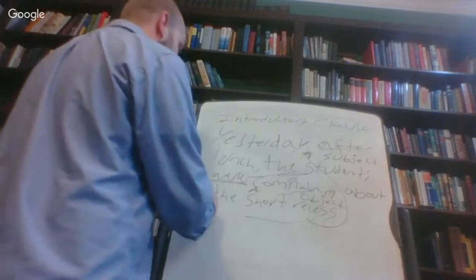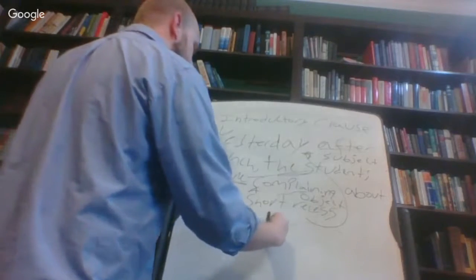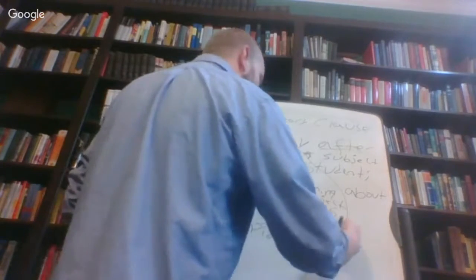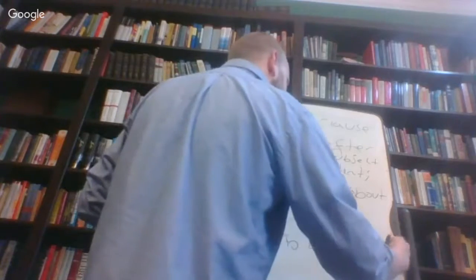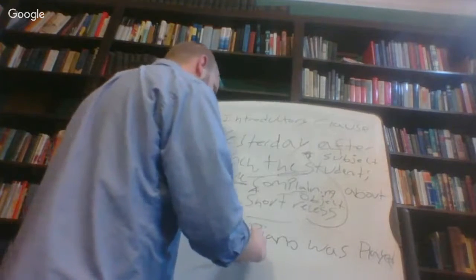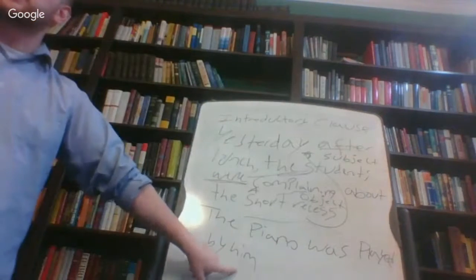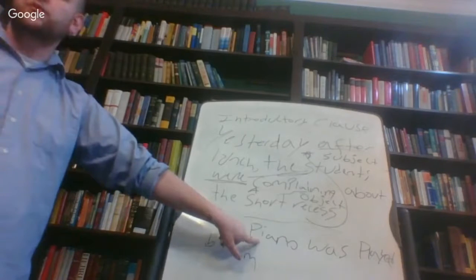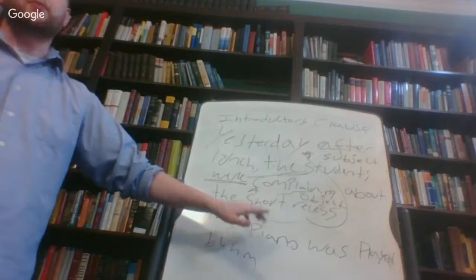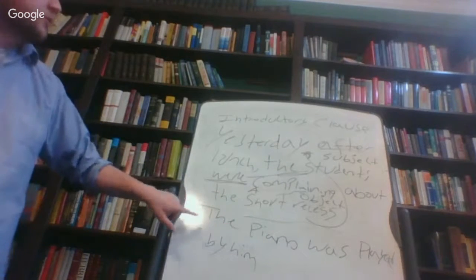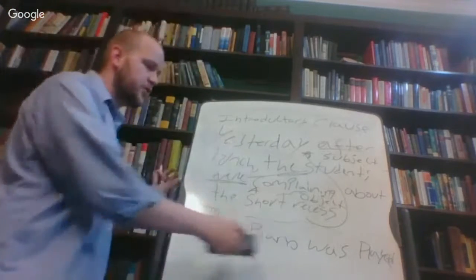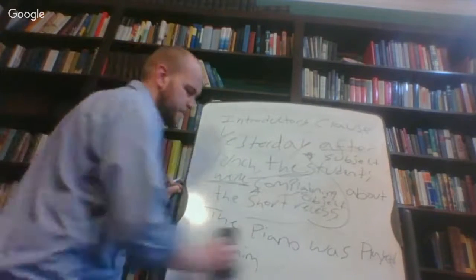So here's an example. The piano in this sentence is our object. The piano was played by him, with was played as our verb. So him is the subject, the piano is the object. So it works, it's just a little bit awkward. You don't find a whole lot of people talking in the passive language. We'll talk about passive voice later. But this is a good example of a passive sentence.